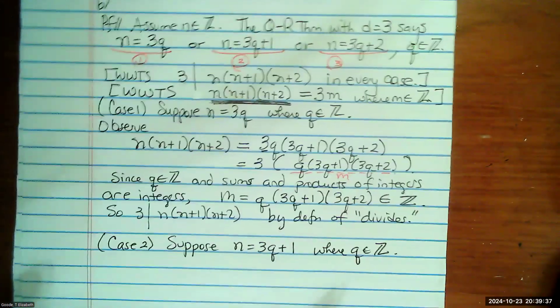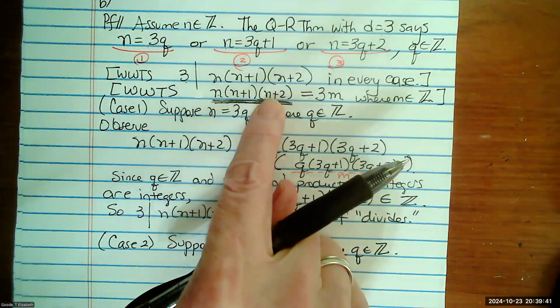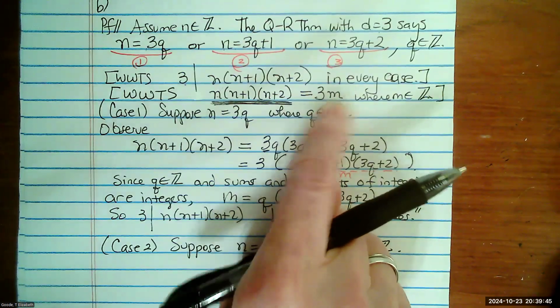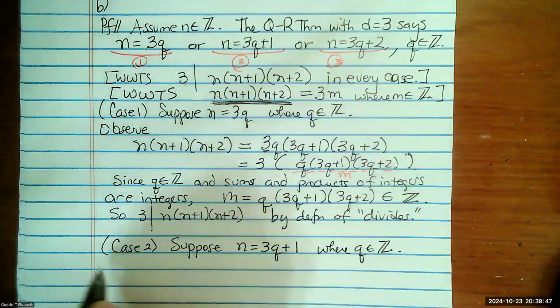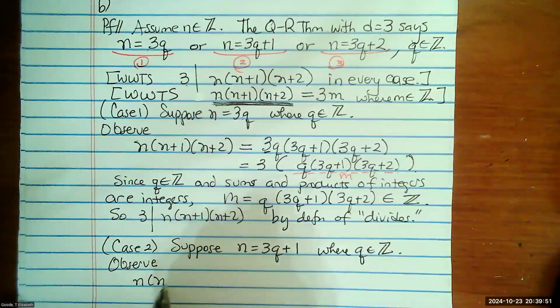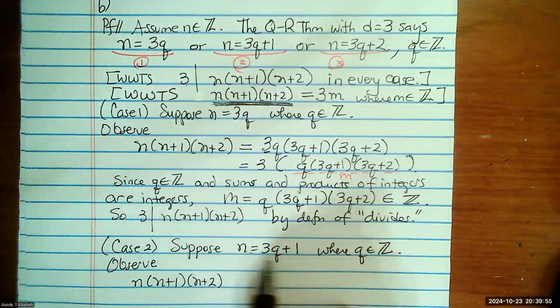Same wish, I'm not gonna write the wish. We're gonna look at n times n plus 1 times n plus 2, and we're gonna show that it is divisible by 3, that it's a multiple of 3, right? So let me show you the algebra trick here. n times n plus 1 times n plus 2. Now it's more complicated because n is a binomial.